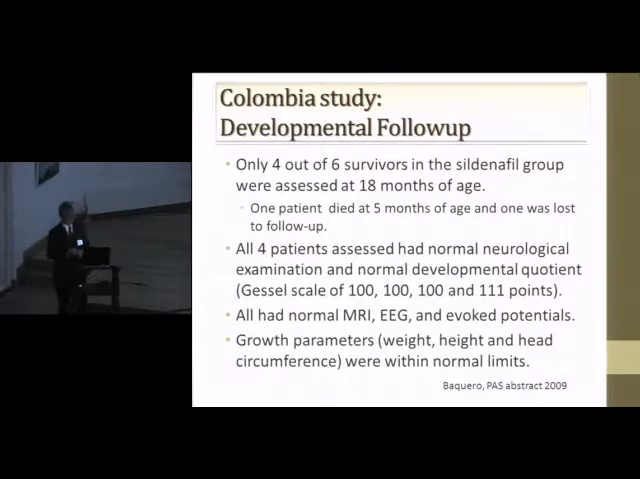To their credit, they went ahead and did developmental follow-up at 18 months of age. Only 4 of the 6 survivors, however, were assessed, but of those 4, they all had normal neurologic exams at 18 months of age. They all had normal developmental quotients. They had normal MRIs. They had normal EEGs and evoked potentials, and they had growth parameters, including head circumference, that were all within normal limits.